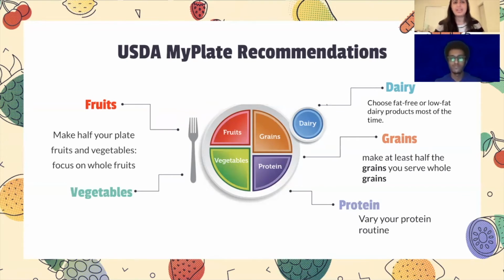So let's go through it really quick. You can see on the left, we have fruits and vegetables. Half of your plate should be fruits and vegetables, and you should focus on whole fruits. So having whole fruits on there, and making sure that maybe it doesn't come in a different form, but having those fresh fruits on your plate. That should be half of your plate. And then you should make at least half of the grains whole grains. That's on the right side. Whole grains are really important to eat and they're really good for your nutrition. So make sure that at least half the grains on your plate are whole grains.